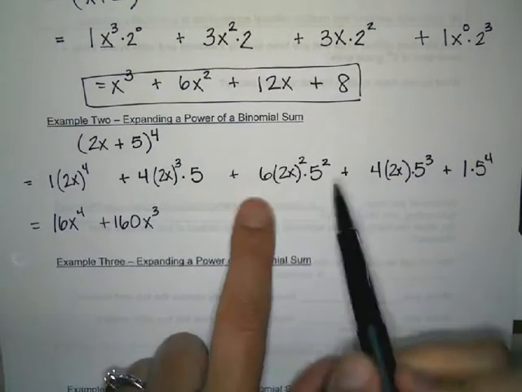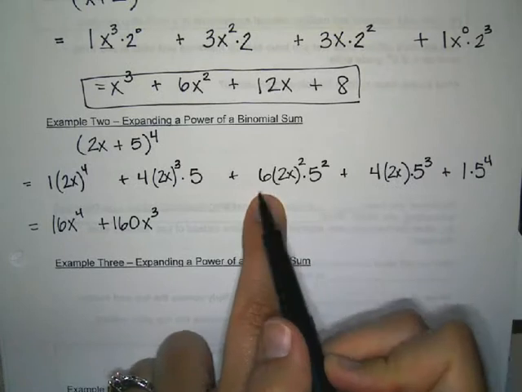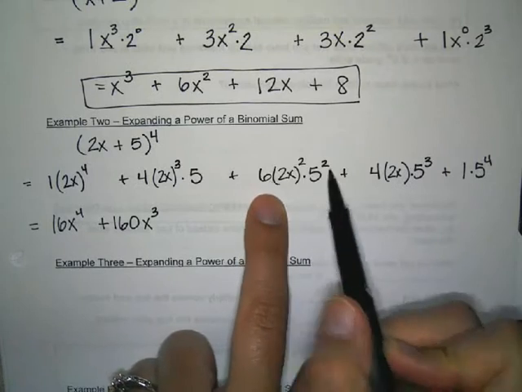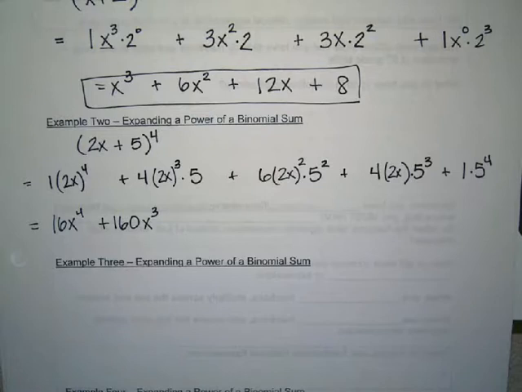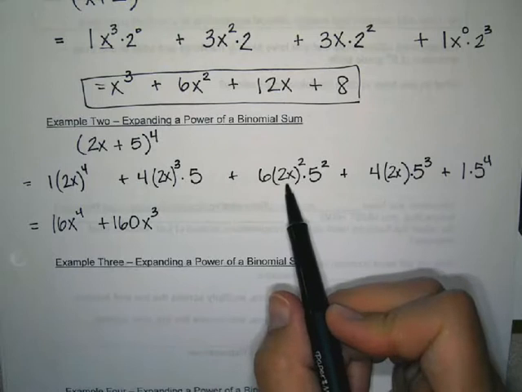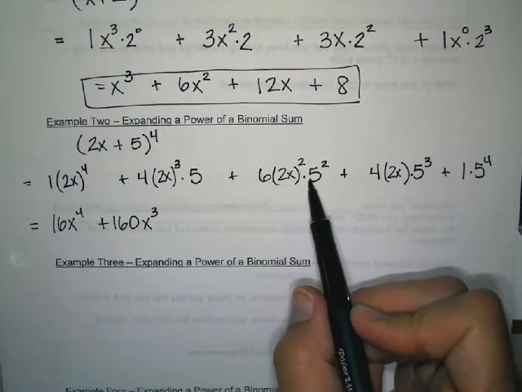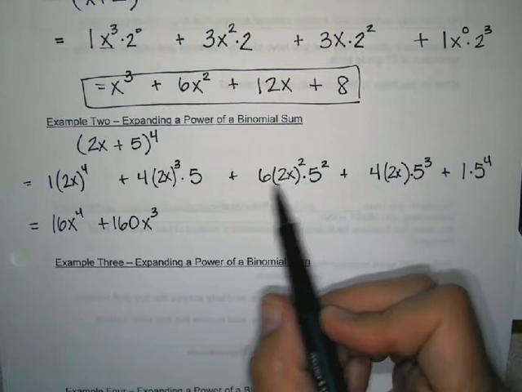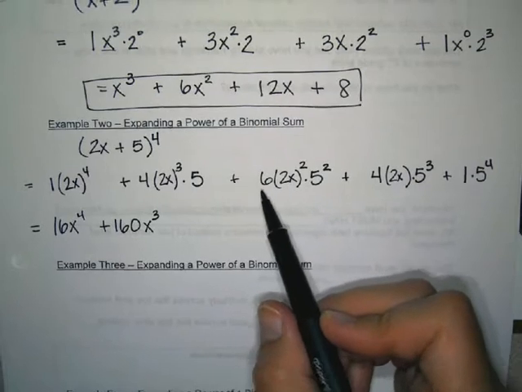And then we're going to combine all my numbers over here. So I have a 6, I have a 2 squared, and I have a 5 squared. So 5 squared is 25. 25 times 4 is 100. 100 times 6 is 600.